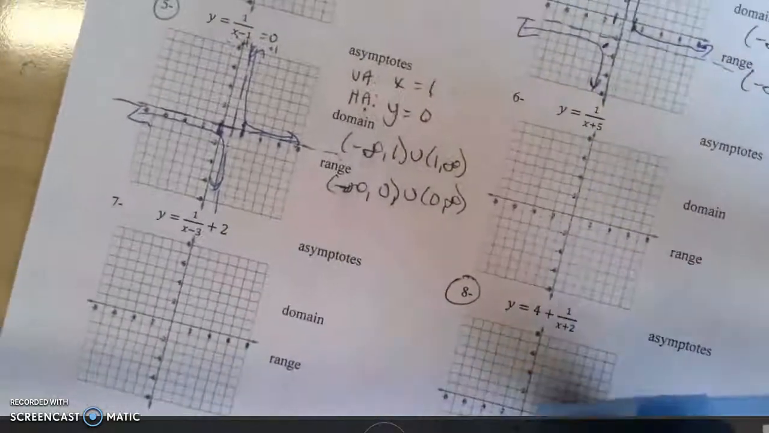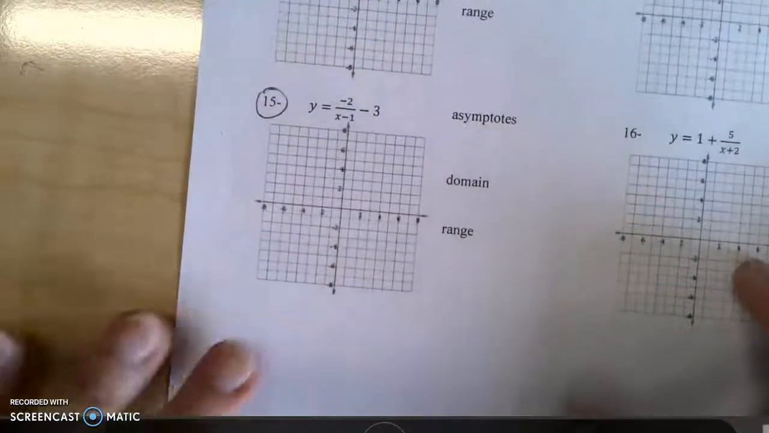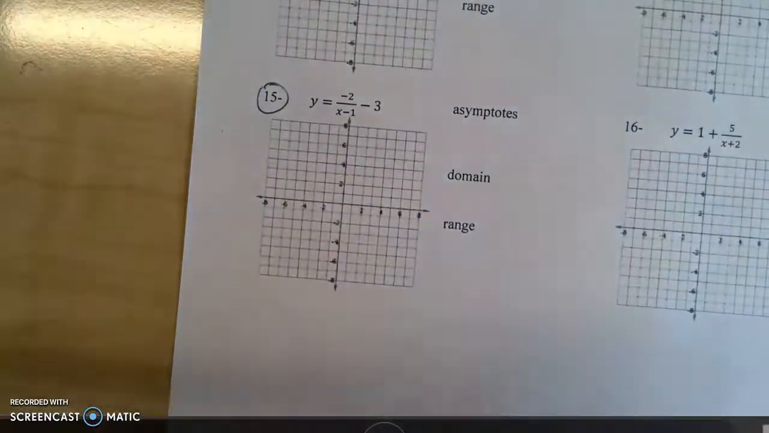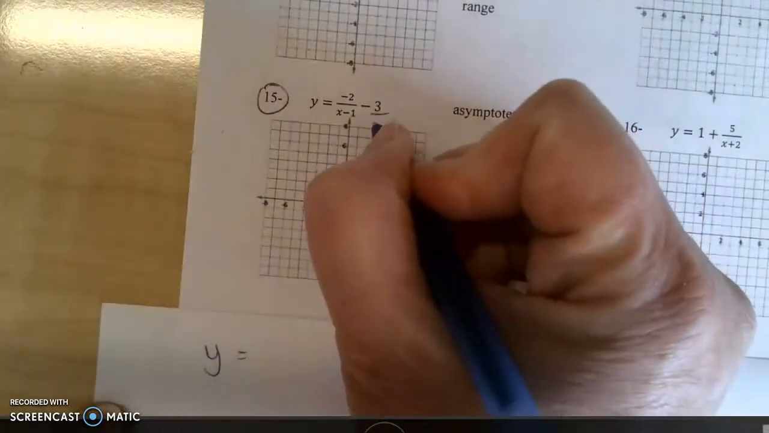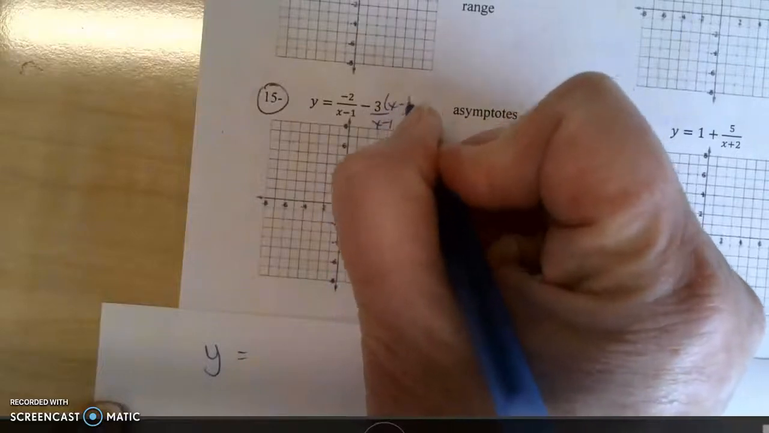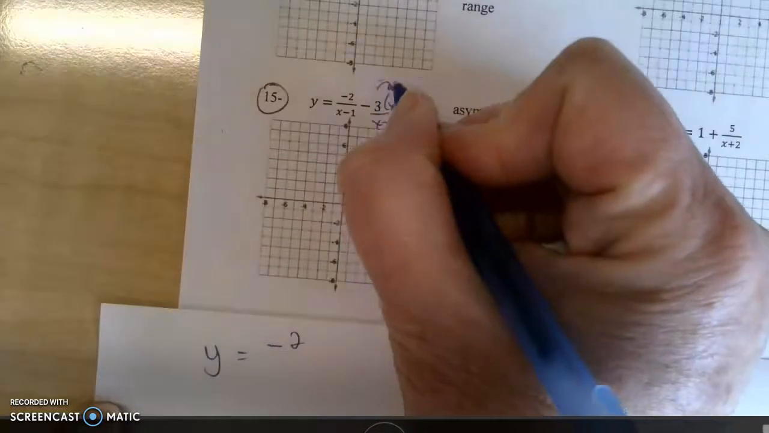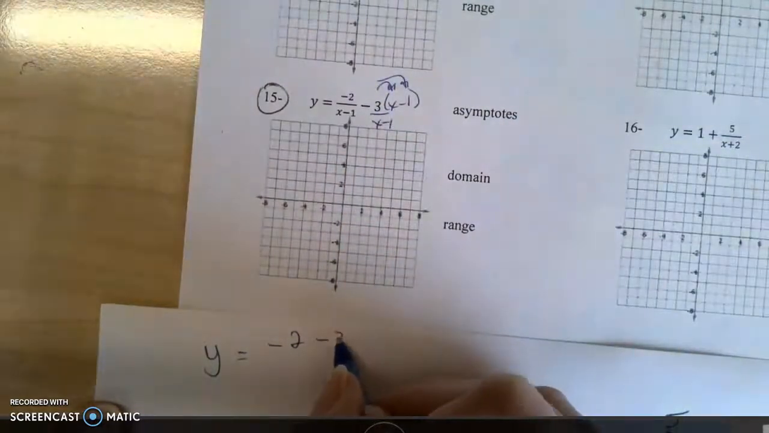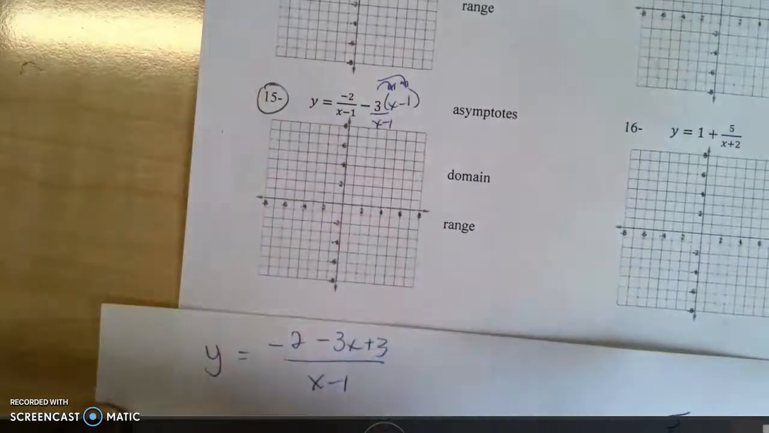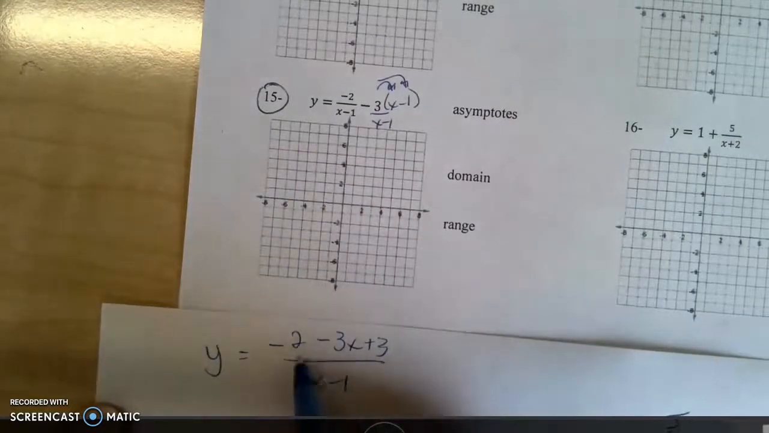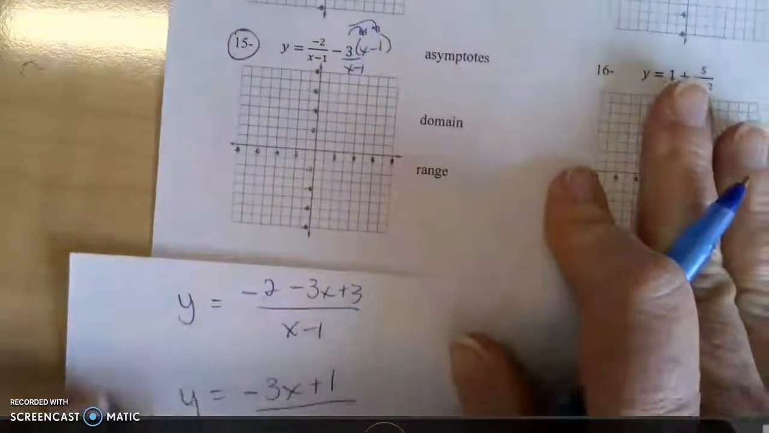All right, we're going to do one more. So we're going to take a look at number 15. So I need a denominator of x minus 1. So I have -2, and I'm going to distribute that. Minus 3x plus 3. -2. Okay, so here we go.